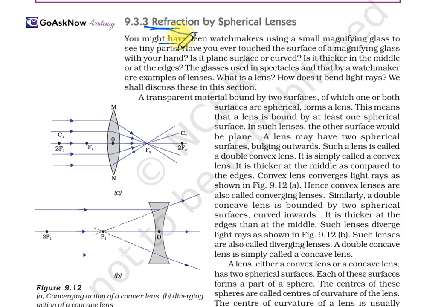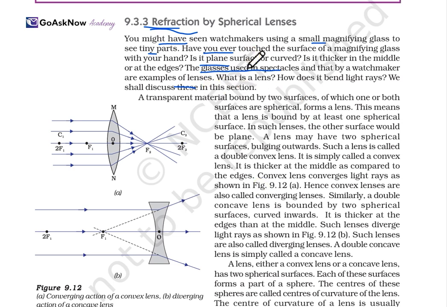Firstly, you might have seen watchmakers using a small magnifying glass to see tiny parts, right? Have you ever touched the surface of a magnifying glass with your hand? Is it a plain surface or a curved one? Is it thicker in the middle or at the edge? The magnifying glass, the spectacle glass, and the watchmaker's glass are examples of lenses. What actually is a lens and how does it bend light? We shall discuss this in this section.